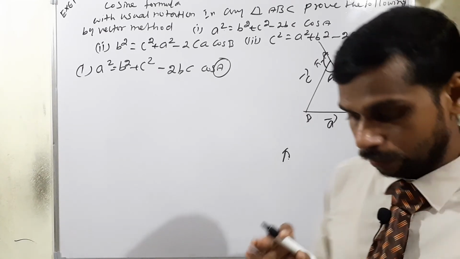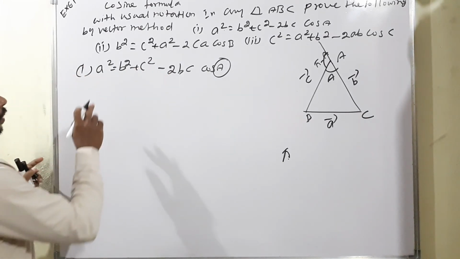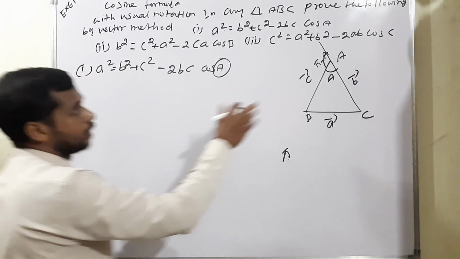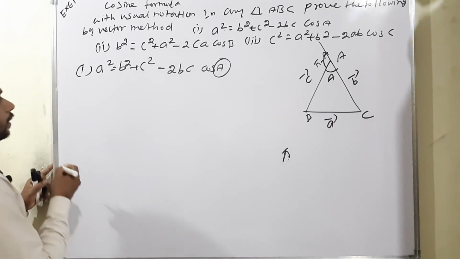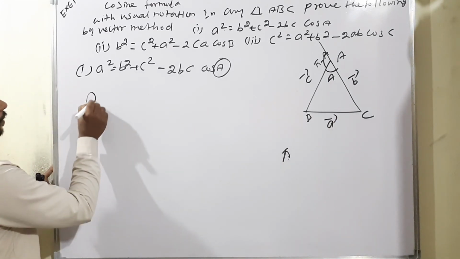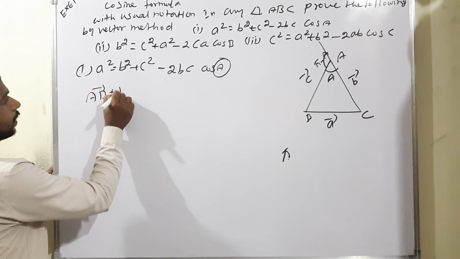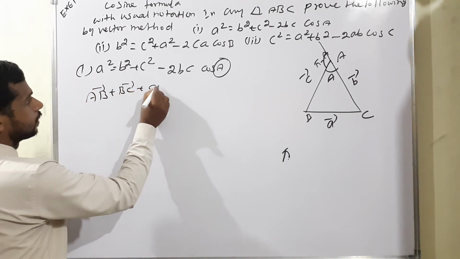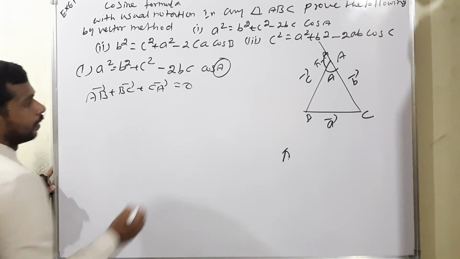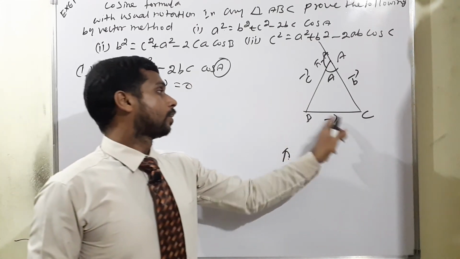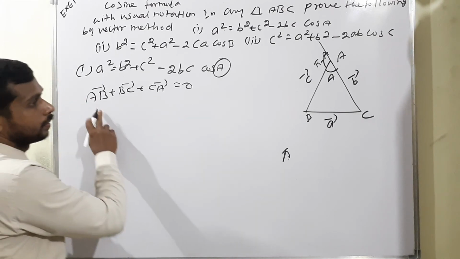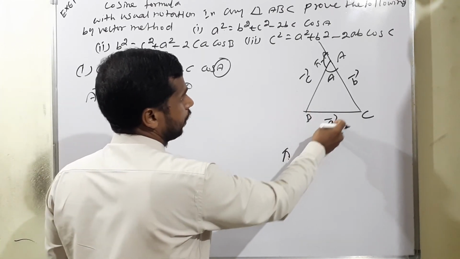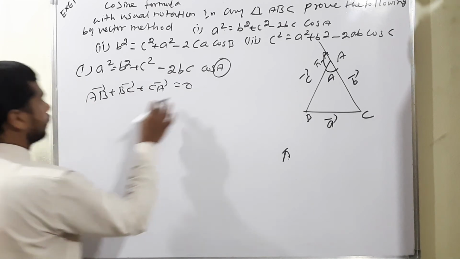Okay, that is one of the important points. Now look at there: each and every side will be added, so AB vector plus BC vector plus CA vector is equal to 0, isn't it? Adding the three terms, the sum is equal to 0. So we can consider A vector plus B vector plus C vector is equal to 0.